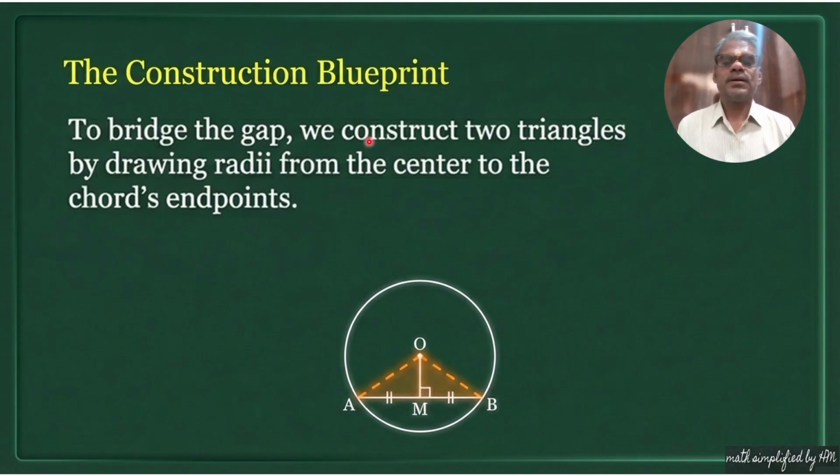Construction blueprint. To bridge the gap, we construct two triangles by drawing radii from the center to the chord's endpoints. Here we have drawn OA and OB as the two radii to the chord AB's endpoints.